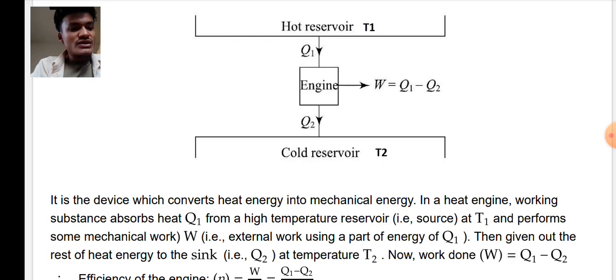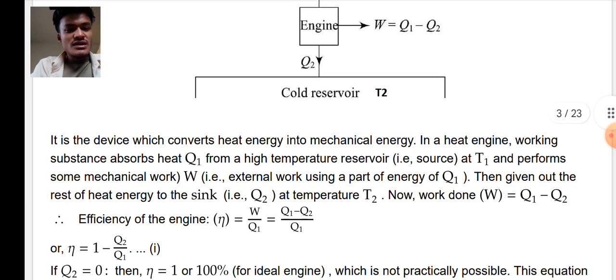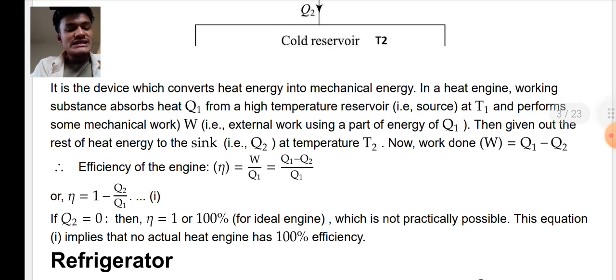Now the work done W equals Q1 minus Q2. The efficiency of the engine, eta, equals W by Q1, equals Q1 minus Q2 divided by Q1. Eta equals 1 minus Q2 by Q1, equation 1. If Q2 equals 0, then eta equals 1, or 100%, for an ideal engine, which is not practically possible. This equation implies that no actual heat engine has 100% efficiency.